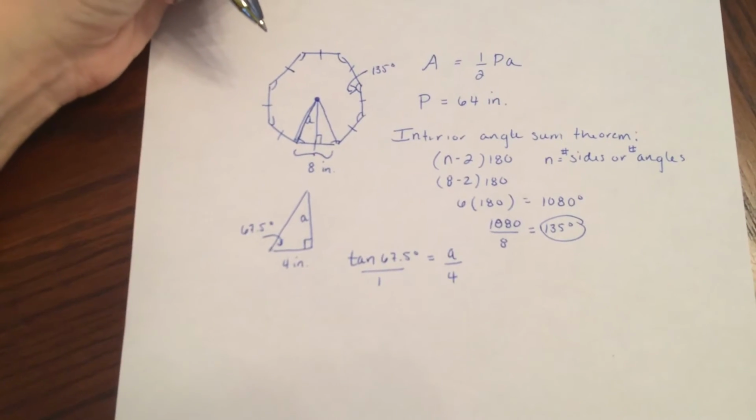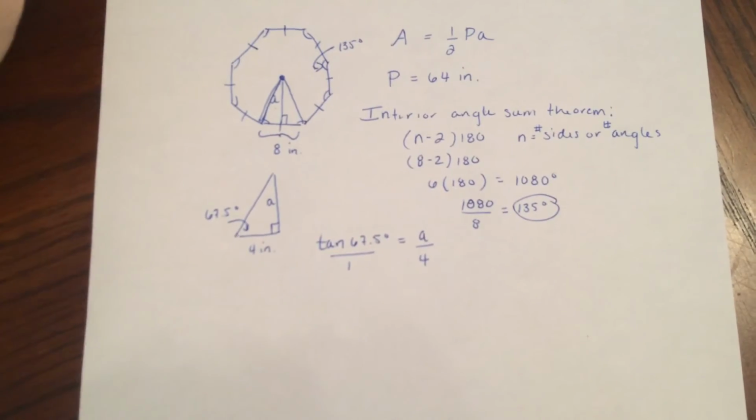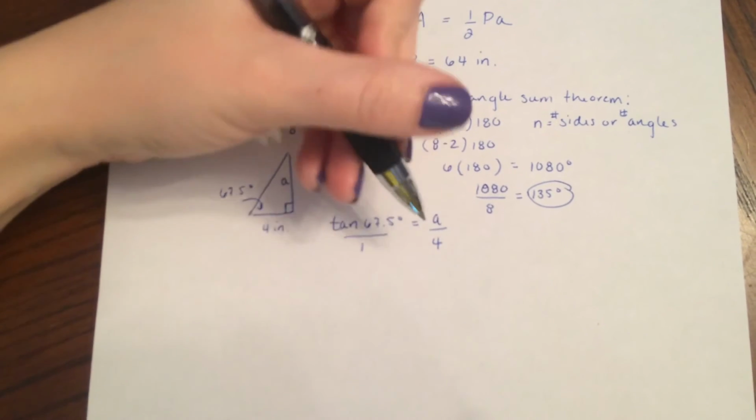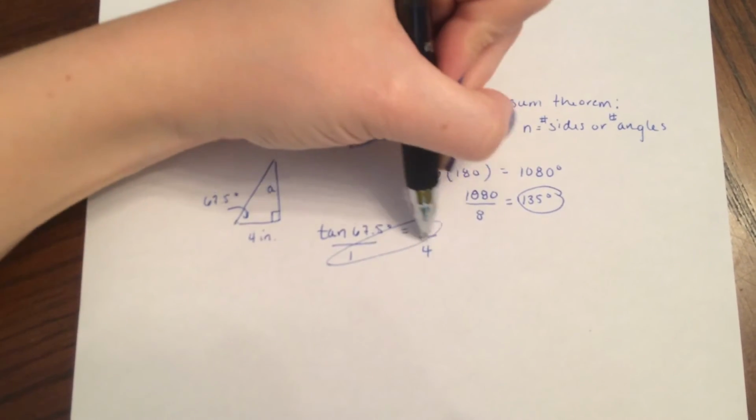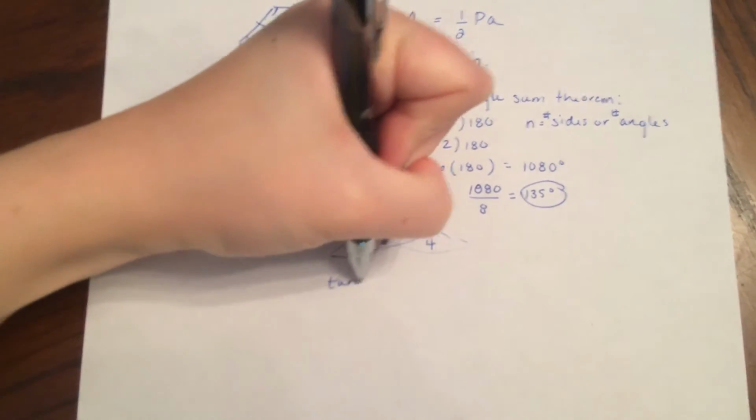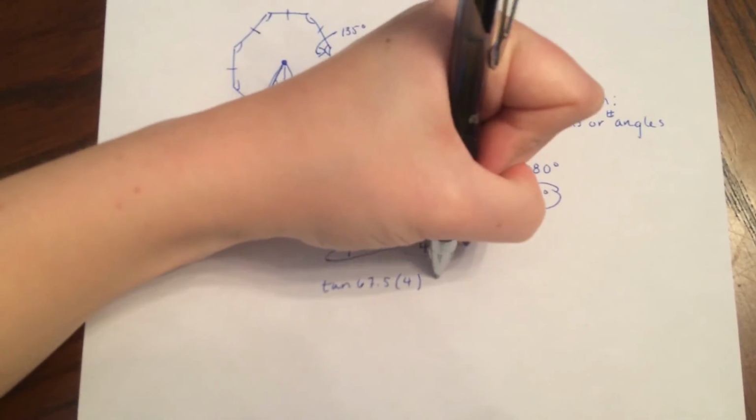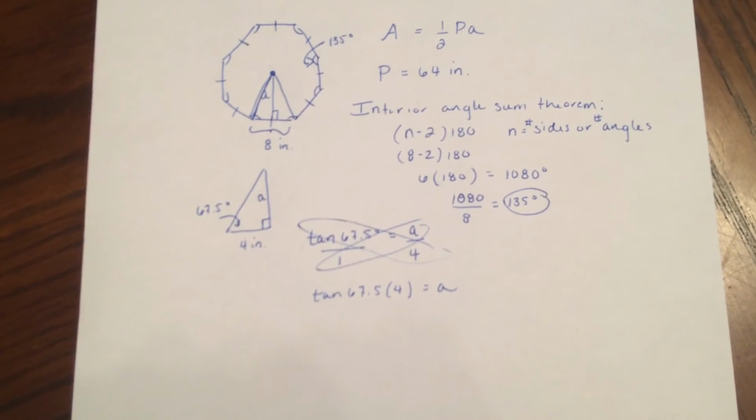From there, I have to take the tangent of 67.5 and multiply that by 4, because we're doing cross products of this proportion. I'm multiplying A times 1, and I'm multiplying tangent of 67.5 times 4. And that will be what our apothem is.